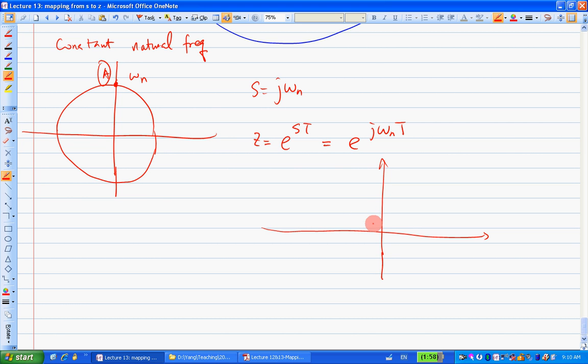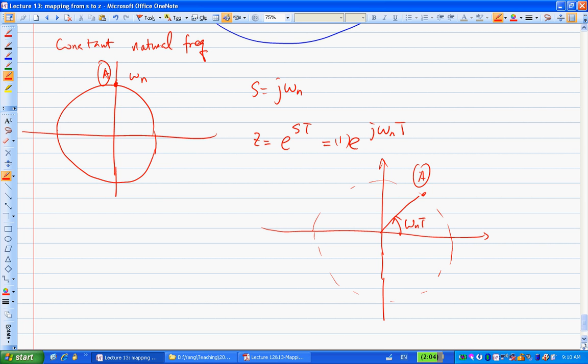And what's the radius here? The r will equal 1, so it's going to be mapped to the unit circle. If this is the unit circle here, where is it going to be mapped to? With the angle of omega n T. So it's going to be mapped over here, and the angle here is omega n T.